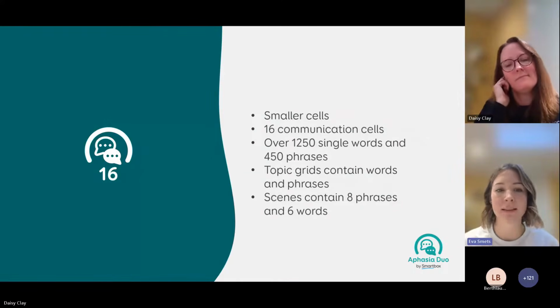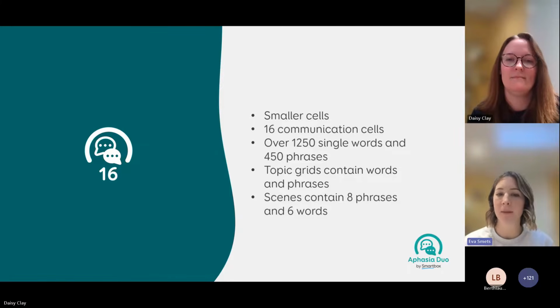But if the individual has less severe aphasia, or maybe their primary difficulty is word finding, and they might prefer having more cells per page and more of that potential to be able to combine words and phrases to build sentences, and need those additional supports to help with word finding, then they may prefer Duo 16. So there you've got the 16 communication cells, and the topics grids are containing those sentence starters as well as words and phrases. And I think, as Daisy mentioned before, both of the vocabularies are compatible with keycards, and they can be used with any access method.